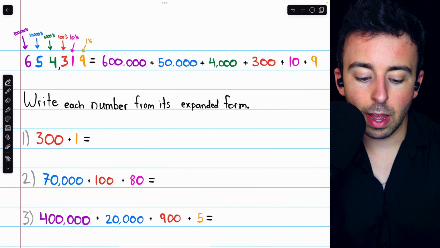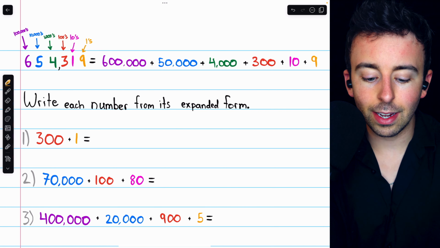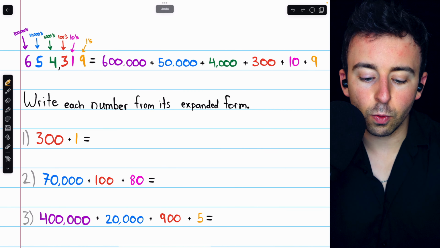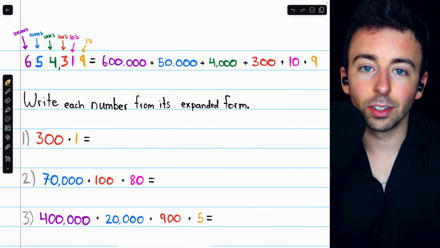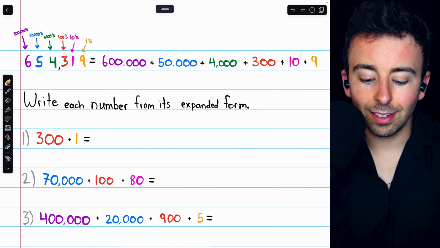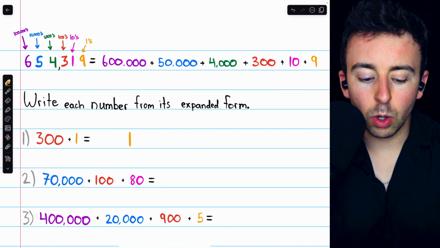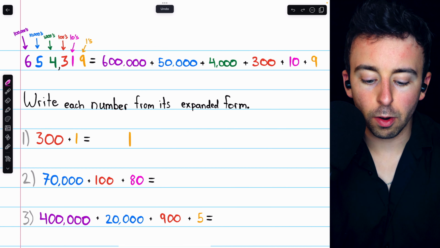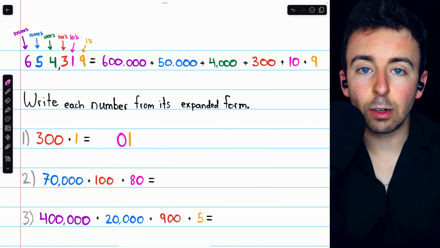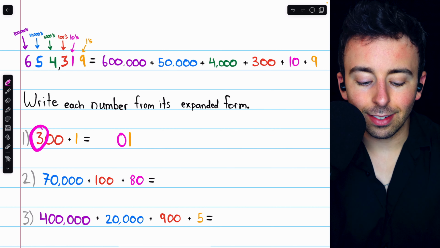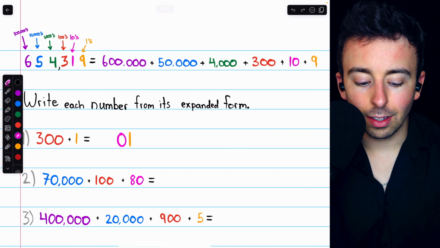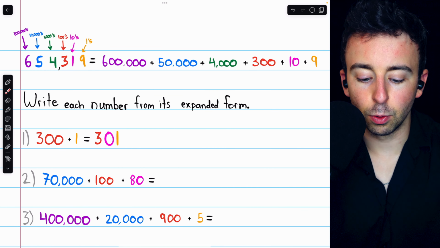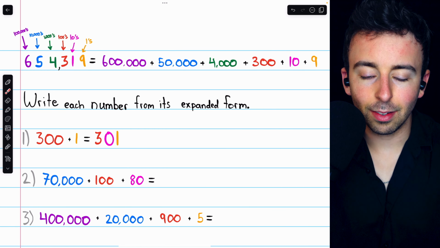And as we did there, you may find it easier to go from the ones place and proceed to the left. So in this first example, we've got 300 plus 1. How do we write that as a single number? Well, what do we have in the ones place? Clearly, it's 1. What do we have in the tens place? We actually don't see any tens in this expanded form, so in the tens place, we would put a 0. What do we have in the hundreds place? Well, we see 300, so in the hundreds place, we would put a 3. And of course, that's it. There's nothing left to write out, so 300 plus 1, that's 301.